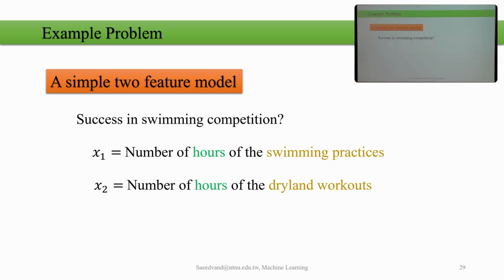Let's quickly have a look at numerical example. The question is, okay, let's imagine you are a swimmer and trying to practice to participate in a competition, and you're practicing. And the question is success. Will you be successful in swimming competition or not? And we want to have neural network model that can do the prediction for us. What we can do, we can write x1 equal to the parameter 1 as input, number of hours of swimming practices.